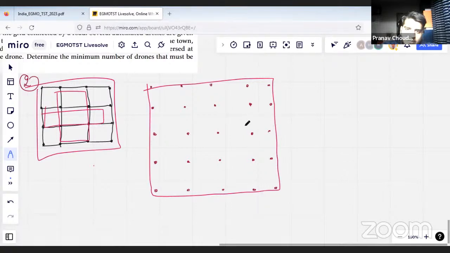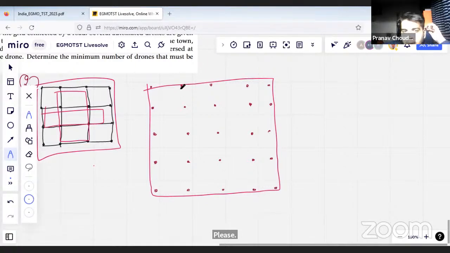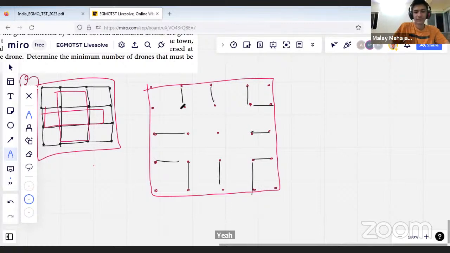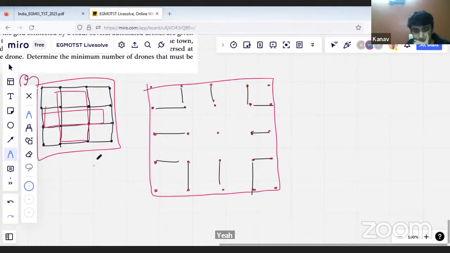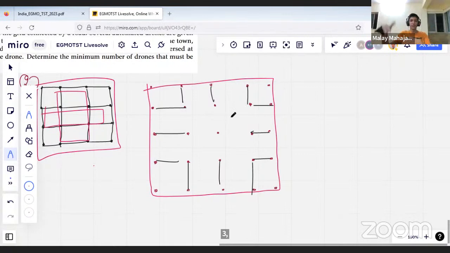Now it feels like induction down, like n equals 5 to the n equals 4 case. Basically, if you take the outermost square, you're left with these roads, and inside is what is the n equals 4 case, right? Or n equals 3 case. We remove from 2 sides.